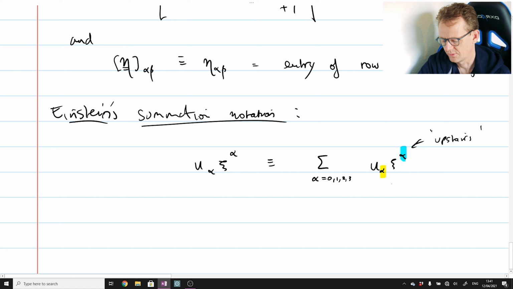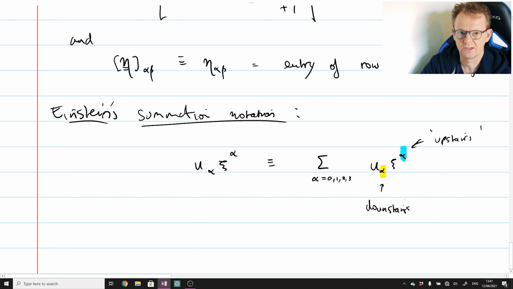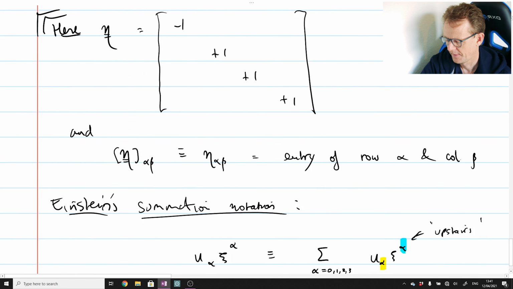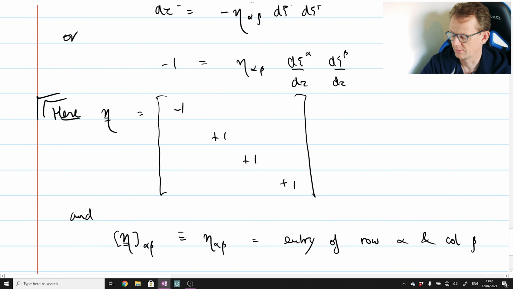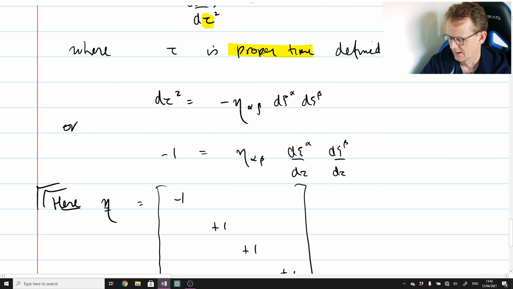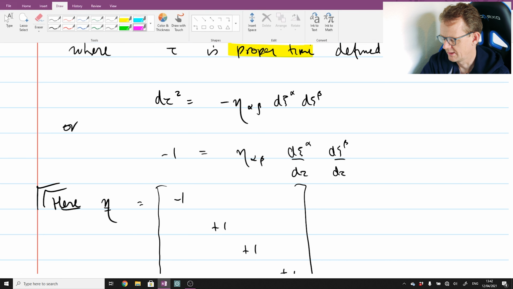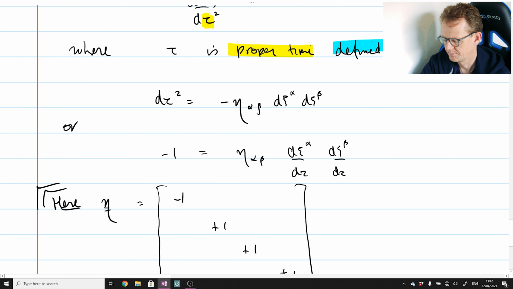Later, as we get into differential geometry, I will explain what the upstairs and downstairs notation is meant to represent. So here we've just introduced a notation. This should be already familiar to you from your special relativity course. And using that notation, we've introduced the notion of proper time.